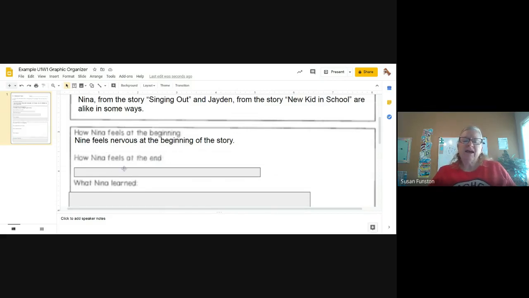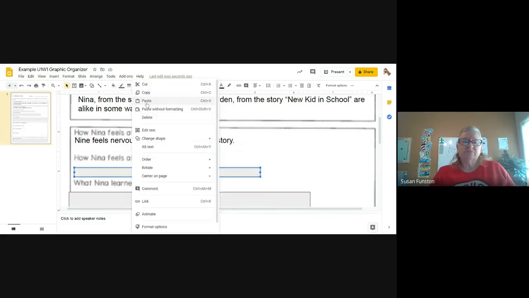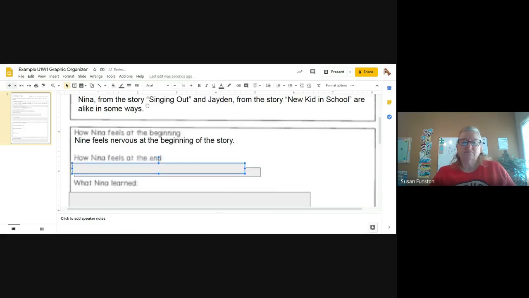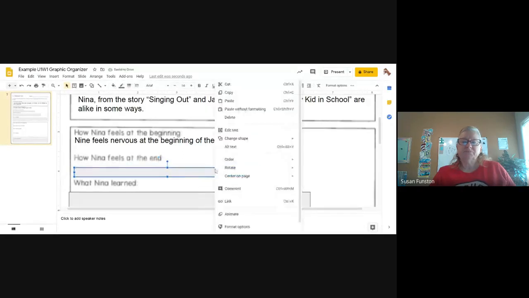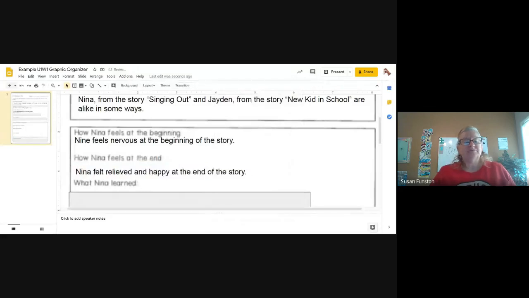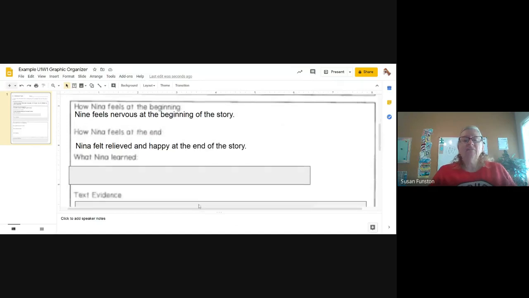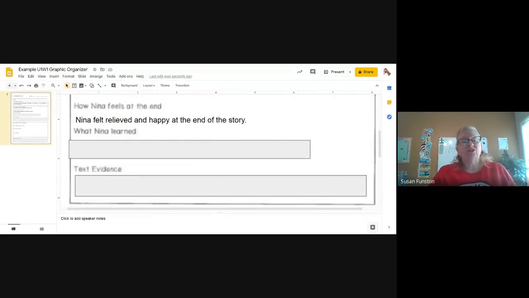And I need to think about, how does Nina feel at the end of the story? Nina felt relieved and happy at the end of the story, and maybe even proud of herself because she did something she didn't think she could do. Then Nina learned something. So she changed from the beginning of the story to the end of the story because she learned something. So what did Nina learn?